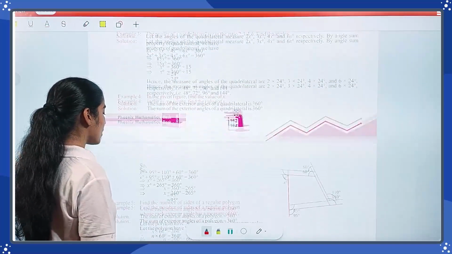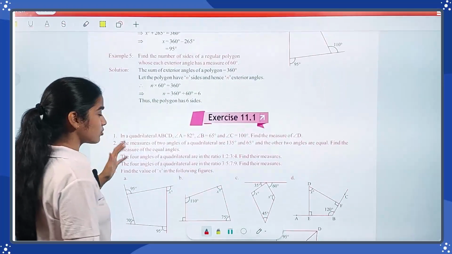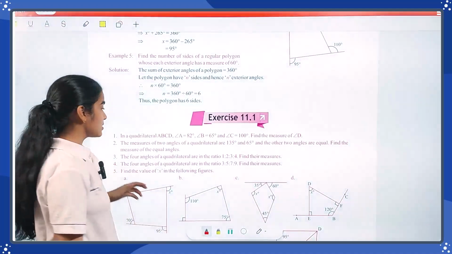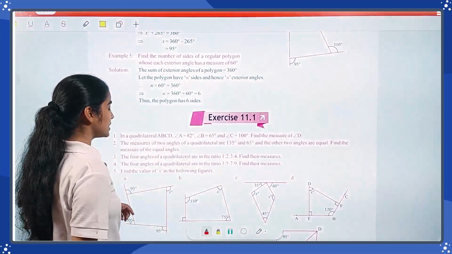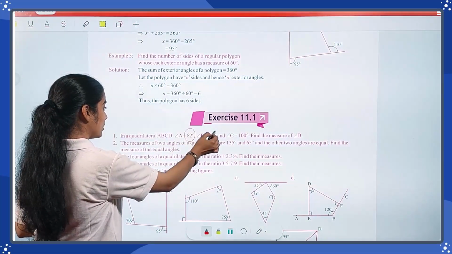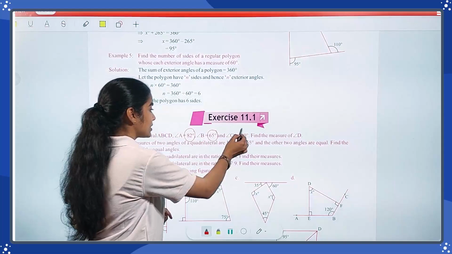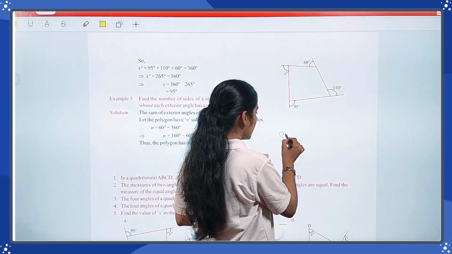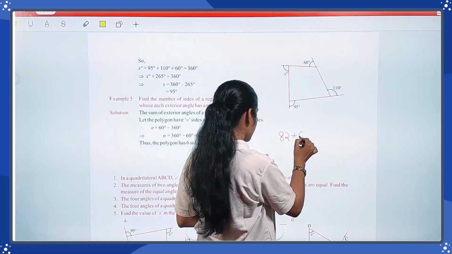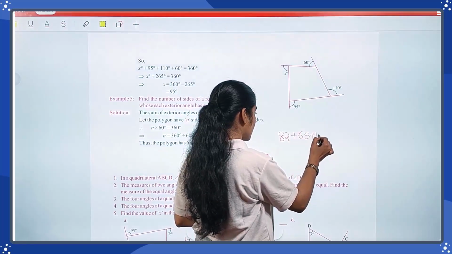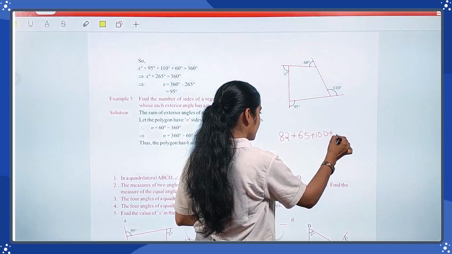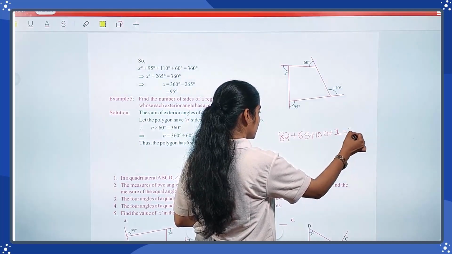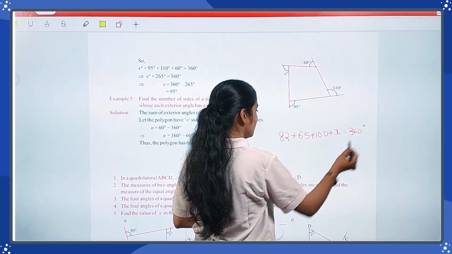So in the same way you have to solve the rest of the questions. So let's come to your exercise. The first question is, in quadrilateral ABCD, angle A is 82 degrees, angle B is 65 degrees and angle C is 100 degrees. Find the measure of angle D. So it means 82 plus 65 plus 100 plus x, which is angle D, is equal to 360 degrees.